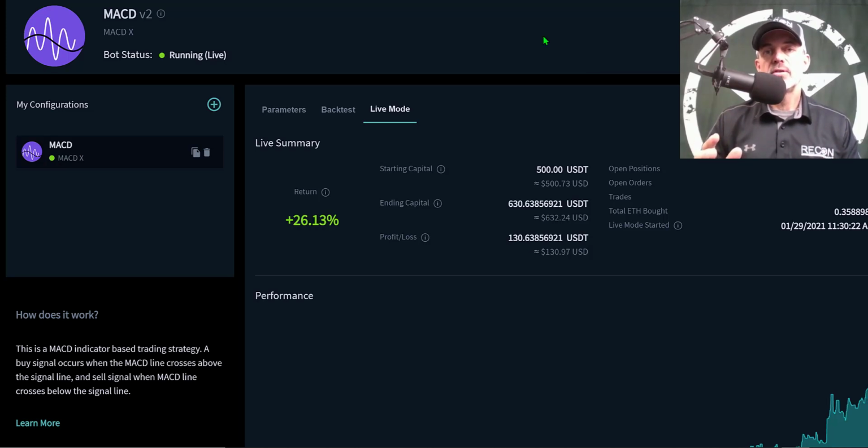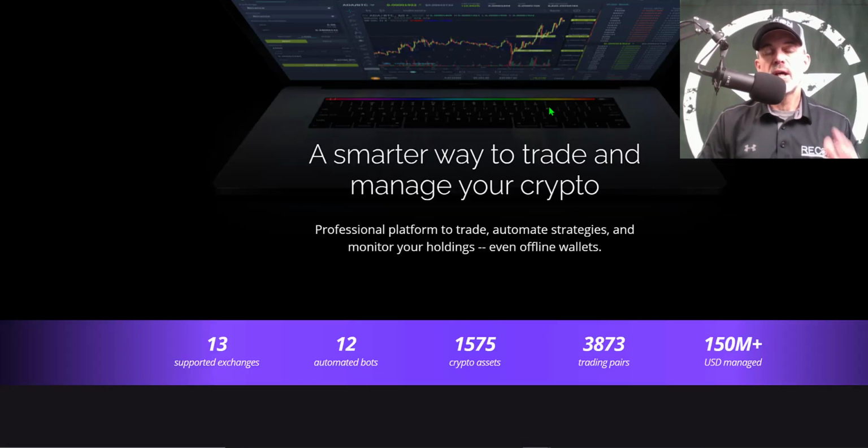Now, before we get too far into the weeds, if you're not familiar with Quadency, it is a trading platform that allows you to connect up to 13 different exchanges to their trading terminal. So you can actually trade through their terminal without having to jump from each individual exchange. In addition, they offer 12 different automated trading bots, and that's what we'll be looking at the results of today, is one of those trading bots.